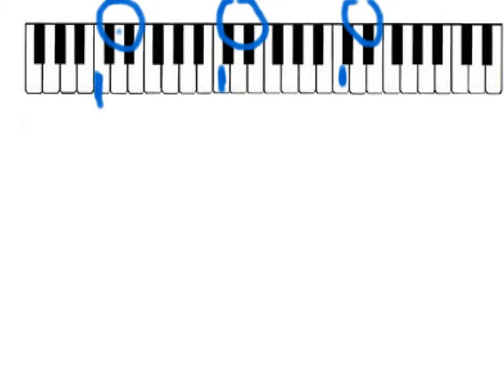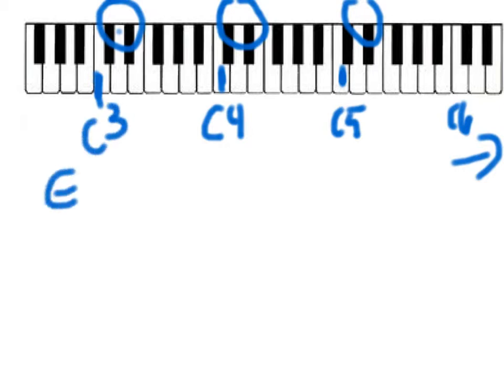Okay, now there are 8 C's on the piano, and each one of them has a specific number so that we would know what C we're referring to, such as C1, C2, C3, and C4, and so forth. Middle C is C4. The C up from middle C is C5, and the C up from that is C6, and so forth. The C below middle C is C3, and so forth, down to C2 and C1.